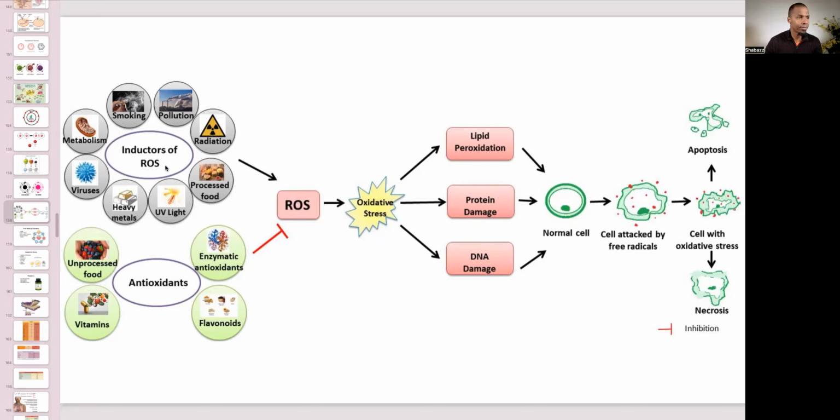So right here, guys, you have ROS, oxidative stress, lipid peroxidation. That's where we want to go this evening. What is lipid peroxidation? Lipid means fat. It's just technical jargon for fat.